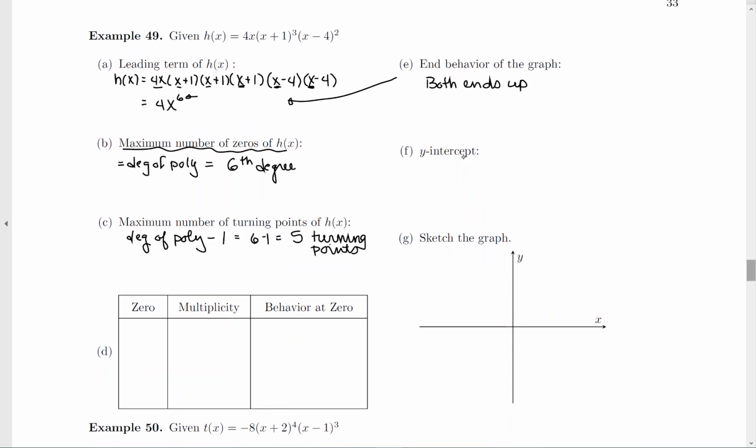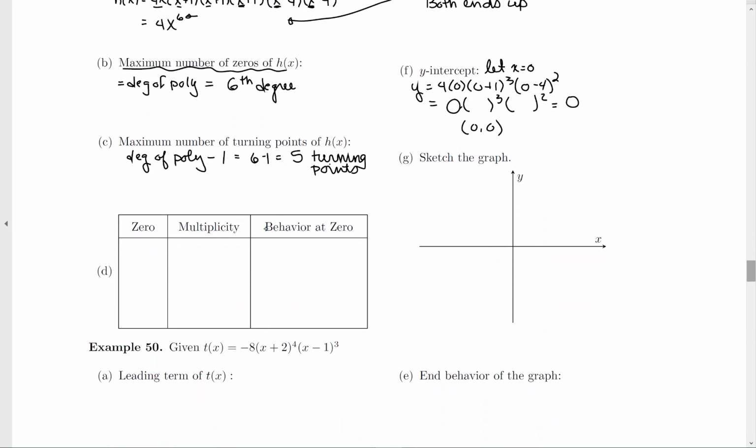Let's go for the y-intercept, letter F here next. Y-intercept is let x equal 0, solve for y. So we've got h of x is y equals 4 times 0 times 0 plus 1 cubed times 0 minus 4 squared. Well, 4 times 0 is 0, and it really doesn't matter what comes next because 0 times anything is going to be 0. So we have a y-intercept of 0, 0.